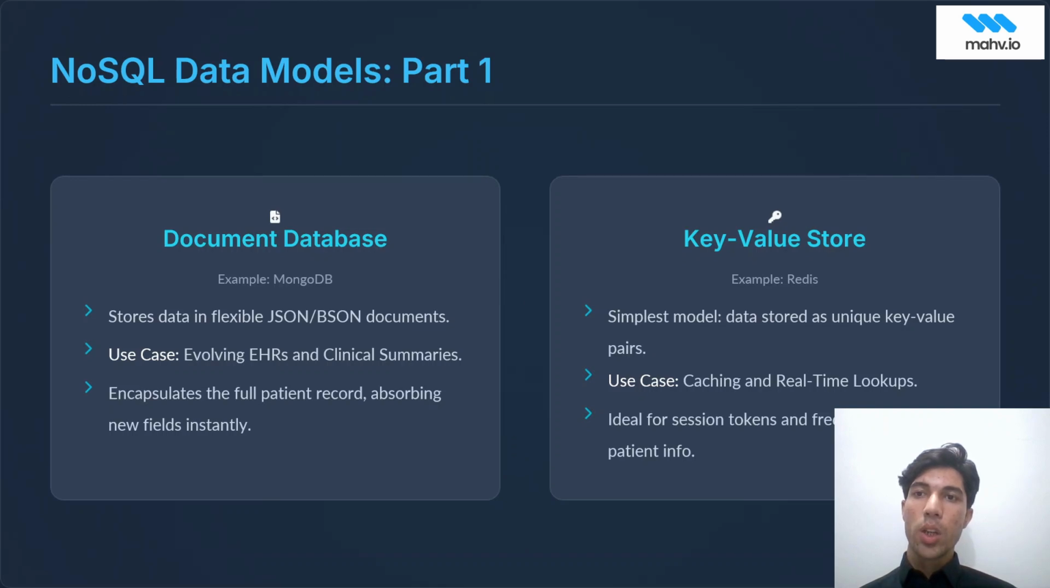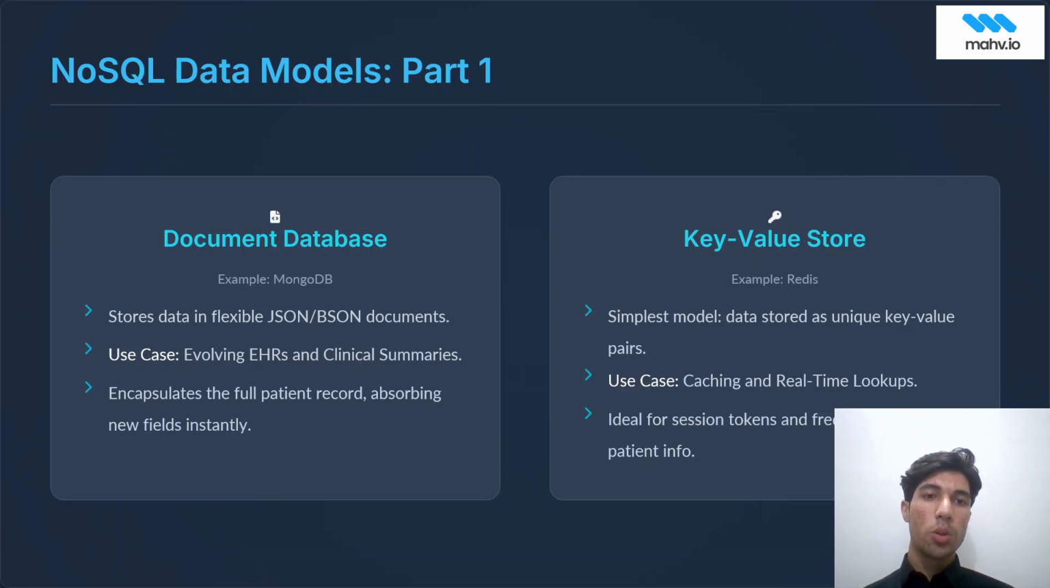Then, NoSQL data is not stored in one format. There are different models for NoSQL databases. The most commonly used in medical data is a document database like MongoDB. It stores the data in flexible JSON or binary JSON format. It is used in evolving EHRs and clinical summaries, because it encapsulates the full patient records and also absorbs new fields instantly without breaking the system or the schema.